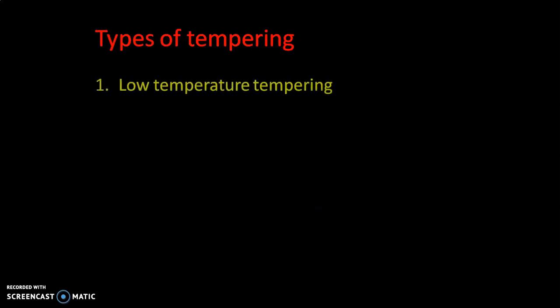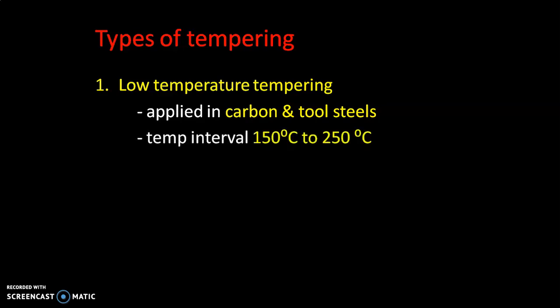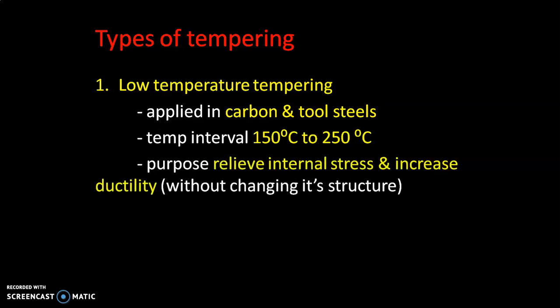Types of tempering. First, low temperature tempering. Second, medium temperature tempering. And third one is high temperature tempering. These are the types of tempering. Low temperature tempering is applied in carbon and tool steels. The temperature interval is between 150 degrees Celsius and 250 degrees Celsius. The purpose of low temperature tempering is relieving the internal stress and increasing ductility without changing its structure.